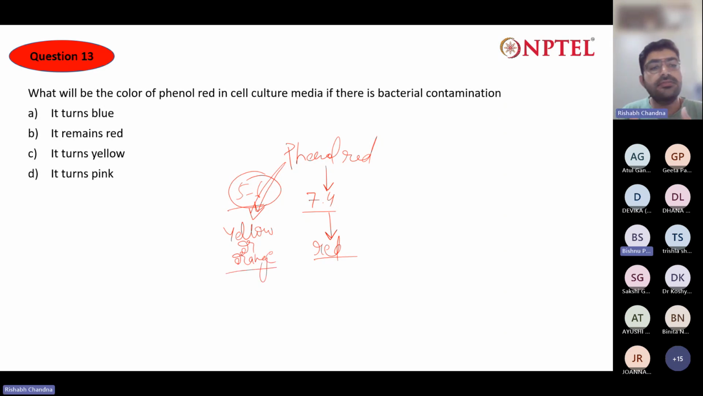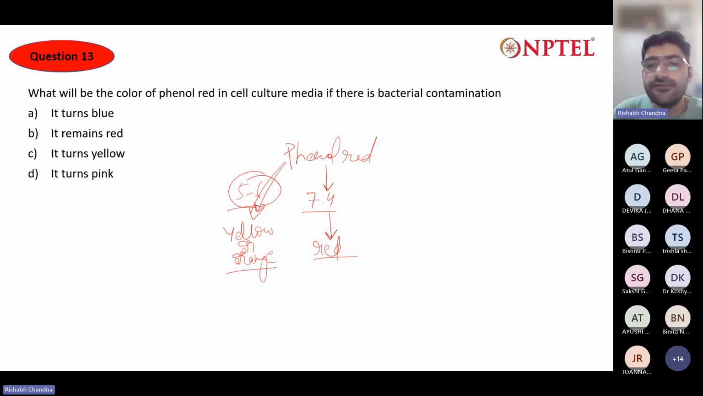So if it is more acidic, then it will turn yellow or orange. When the cell is metabolically active, or when it grows and proliferates, or the number of cells increases, the cells require more metabolic activity, more glycolysis, more energy production. In that case, the media will become acidic due to the release of toxic compounds, and it will become yellow or orange.